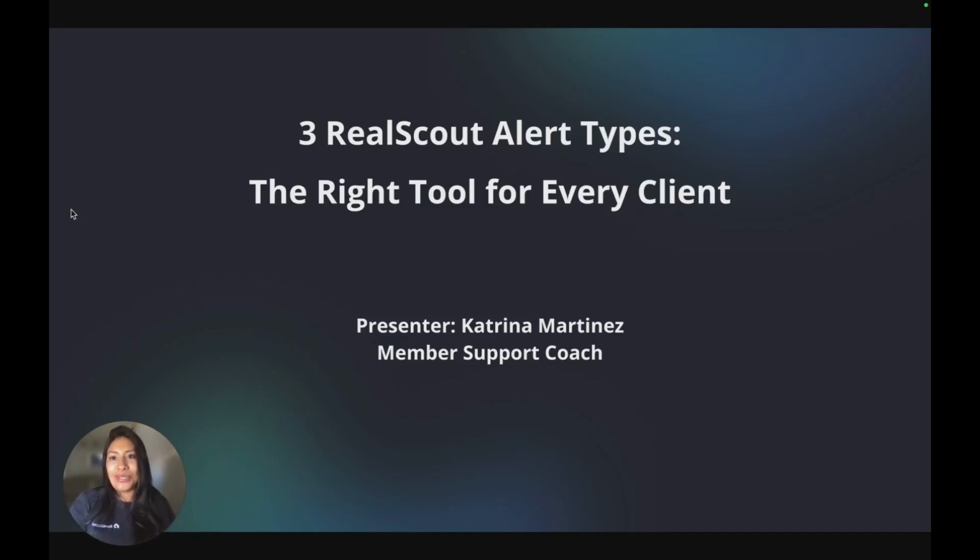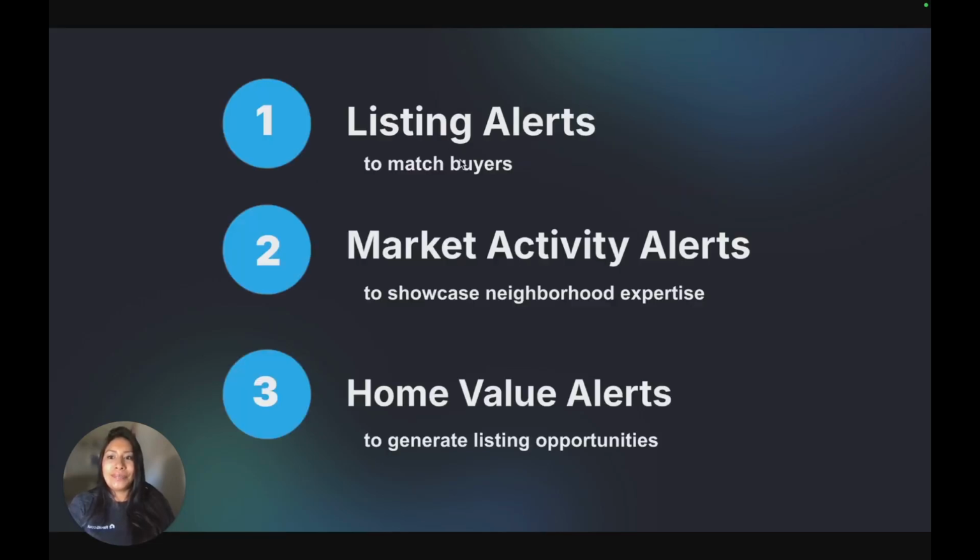And today I'm going to show you 3 different alert types that can transform your client nurturing strategy. You'll learn exactly when to use each type and how to set them up in just a few clicks. RealScout offers 3 powerful alert types that keep you connected with your database. Listing alerts for active buyers, market activity alerts to showcase neighborhood intelligence and expertise, and home value alerts for homeowners and future sellers. Let's explore how to use each one.